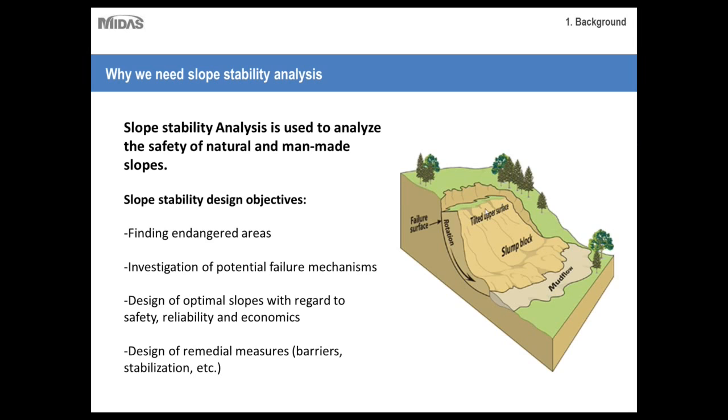Before I move forward, I just want to talk about this picture a little bit. Here we can see the way a slope typically tends to fail. As you can see, there's a failure surface and a rotational type movement where the slope will start to slide down the embankment here.